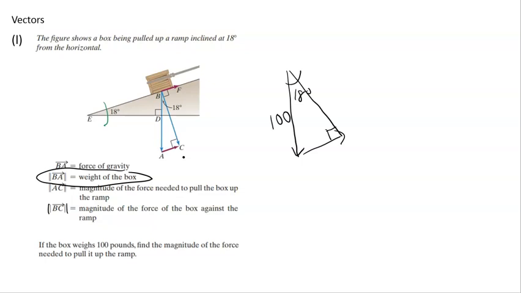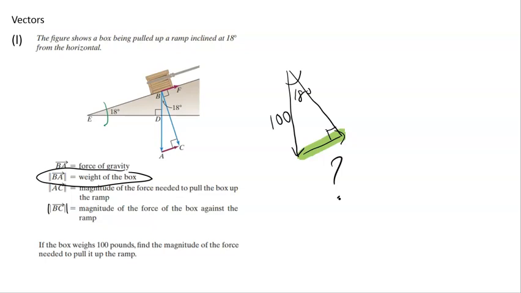Okay, what are they asking? If the box weighs 100 pounds, find the magnitude of the force needed to pull it up the ramp. Remember, they told us the force needed to pull it up the ramp is BC. And they even highlighted it in red for us. This is what we're doing. We've got to find that value right there. Turns out this is not as vectory as some of the other problems.